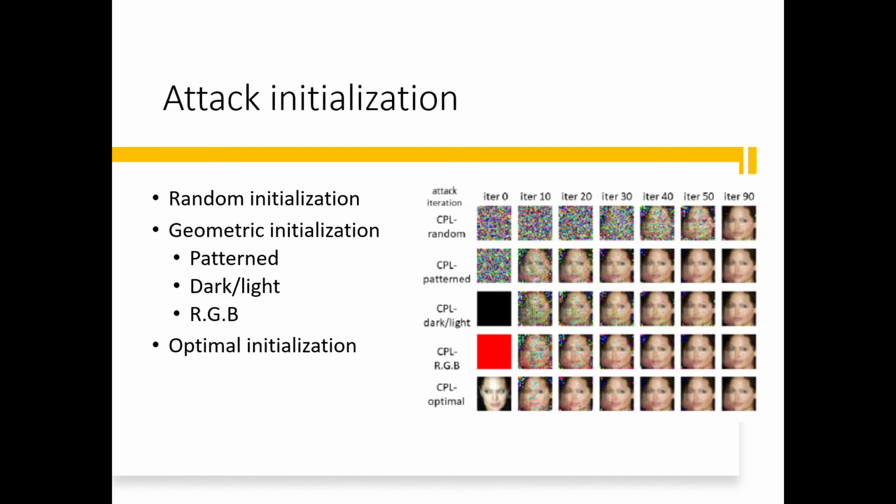First, let's look at the impact of attack initialization. Theoretically, in the paper, we proved that geometric initialization would provide more stable and faster attack reconstruction than pure random attack initialization. We present three kinds of geometric initialization methods, which are patterned, dark or light color, and red, green, blue colors. Experimentally, we find that the best performance comes from using another input in the same class as the attack initialization seed. However, this optimal initialization assumes background information about the data distribution. Such additional information may not always be available, so the optimal initialization is used as a reference point only.